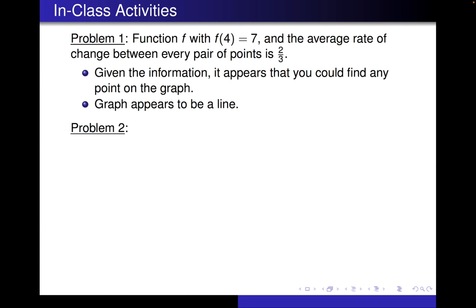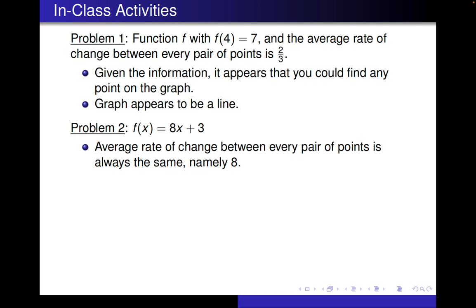For the second problem, we gave you the formula for a particular function. It was f of x equals 8x plus 3. A few things that you found in your computations was that the average rate of change between every pair of points is always the same, and it happens to be 8, which is the coefficient of x in the formula. Not a coincidence, by the way. And the second thing is when you graph that on Desmos, it appears to be a line.